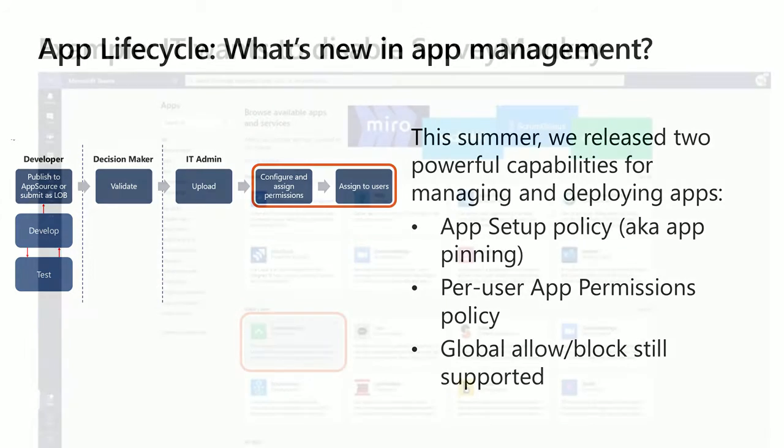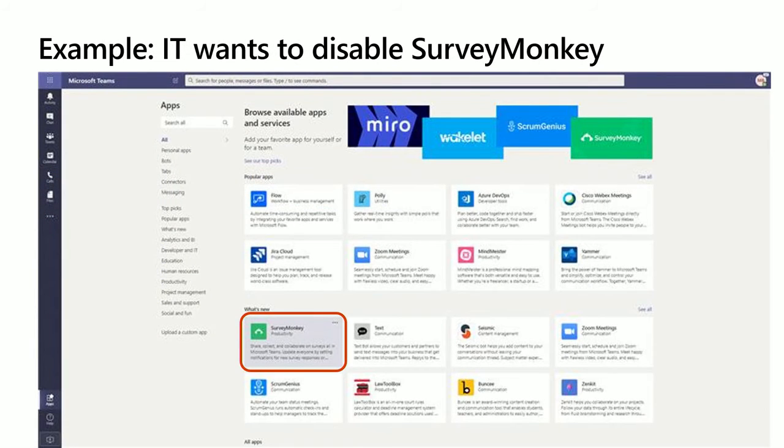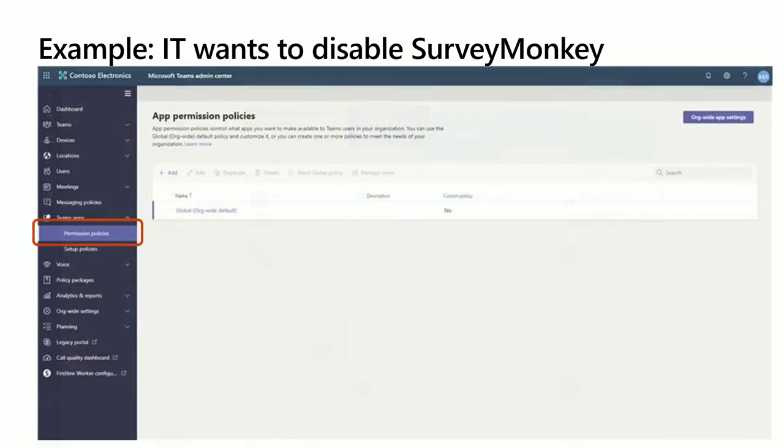So here's how this works. Let's say in my tenant, SurveyMonkey is not an approved tool for my company, so I want to turn it off and make sure that nobody uses it. Nothing against SurveyMonkey, but we personally can't use it because it's not compliant to our policies.